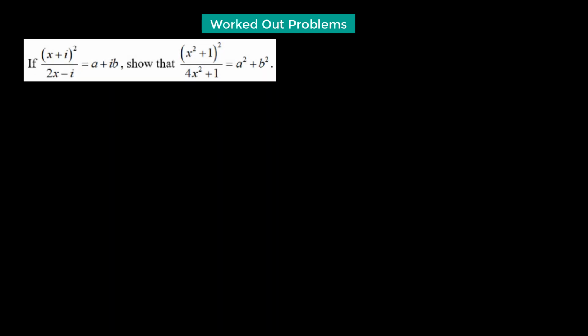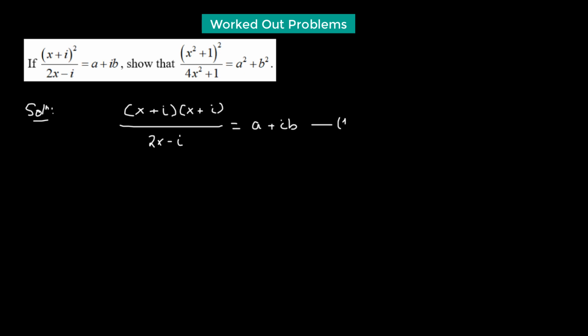So we're given here that x plus i whole squared divided by 2x minus i is equal to a plus ib. And using this information, we have to prove the given equation. So let us begin by writing down our equation. We have x plus i whole squared, so I'm rewriting it as x plus i times x plus i divided by 2x minus i, and this value is equal to a plus ib. So let's call it equation number 1.